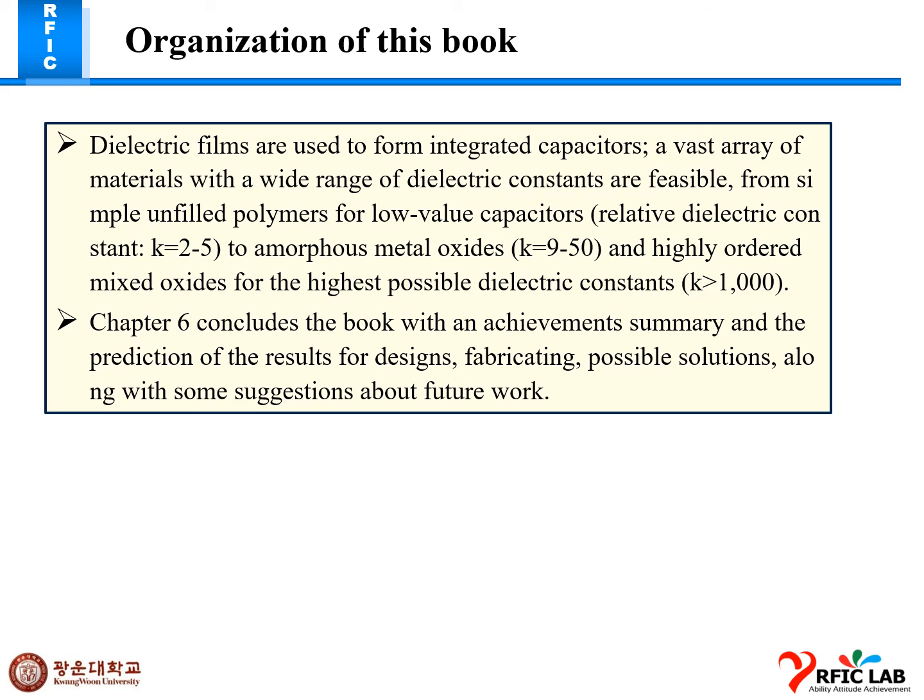Again, we say dielectric films are used to form integrated capacitors, as a vast array of materials with a wide range of dielectric constants are feasible, from simple oxide and nitride films for low-value capacitors, with relative dielectric constant K equal to 2 to 5, to amorphous metal oxides and highly ordered mixed oxides for the highest possible dielectric constants.